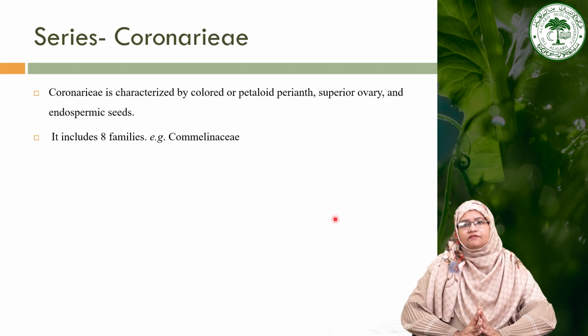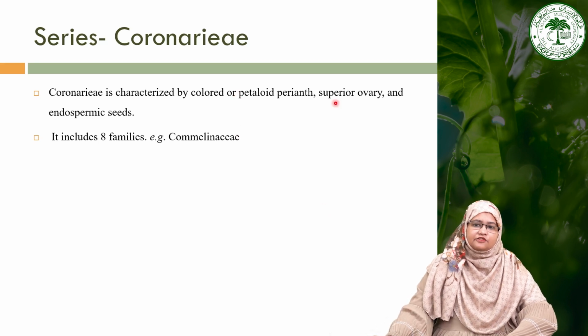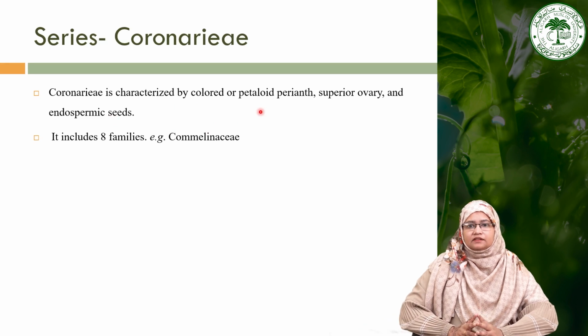And in Coronariae, we have discussed earlier that the series is characterized by its colored or petaloid perianth, superior ovary and endospermic seeds. As we have discussed, Coronariae is characterized by a colored or petaloid perianth with a superior ovary and endospermic seeds, and it has 8 families.